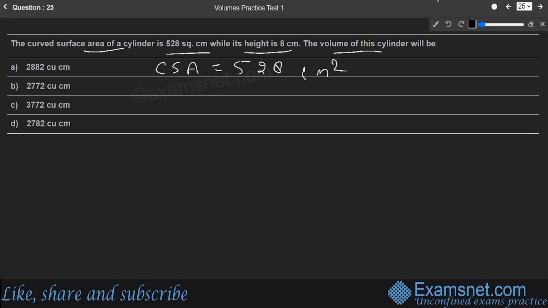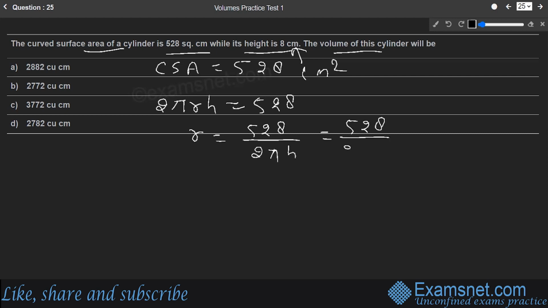What is the curved surface area? The formula for curved surface area of a cylinder is 2 pi rh. So clearly 2 pi rh is equal to 528 centimeter square, which can give us the value of r. R value is clearly 528 divided by 2 pi h. Okay, so we have got the h value as 8 centimeter itself, so we can put down the values here: 528 divided by 2 into 22 by 7 into h value 8. If we solve this further, this comes out to be 21 by 2, which is nothing but 10.5 centimeters.